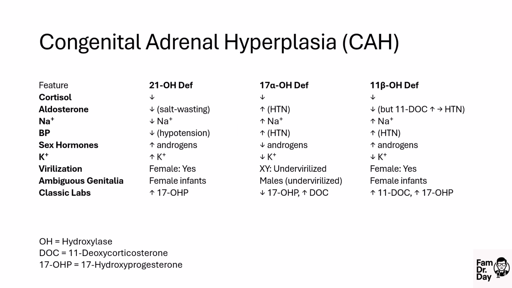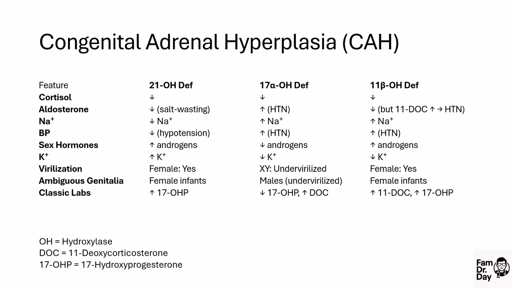Now let's break down the 3 most commonly tested CAH: deficiencies in 21-hydroxylase, 11-beta-hydroxylase, and 17-alpha-hydroxylase. All 3 conditions have low cortisol, which removes negative feedback and increases ACTH, leading to adrenal hyperplasia. The most common form is 21-hydroxylase deficiency, where you'll have low aldosterone, which leads to salt wasting, low sodium, low blood pressure, and high potassium.